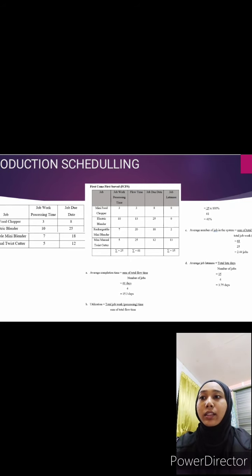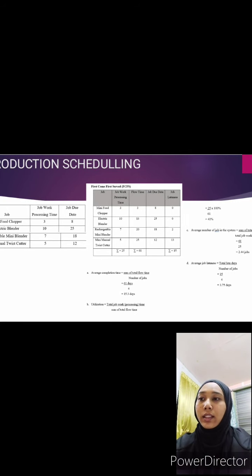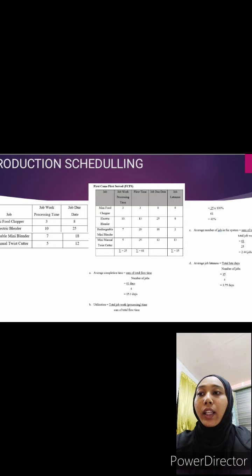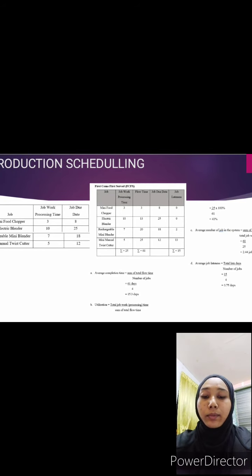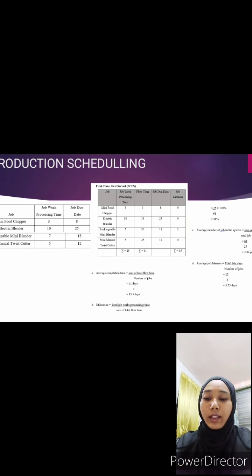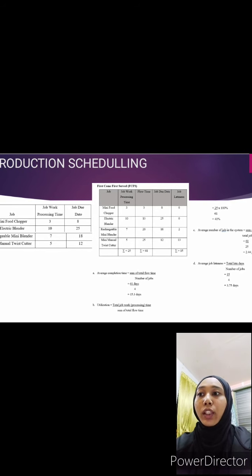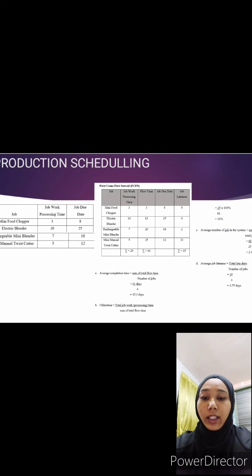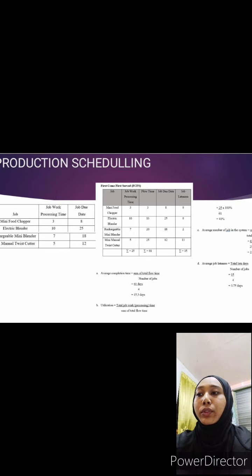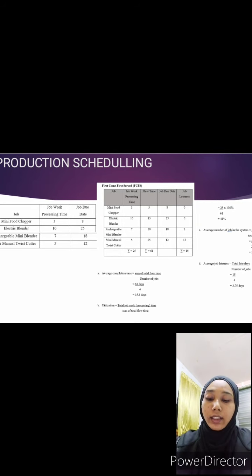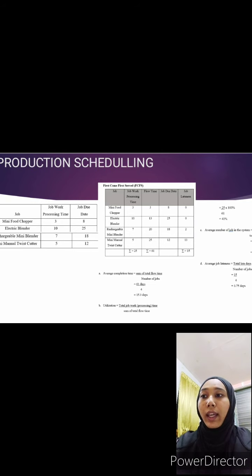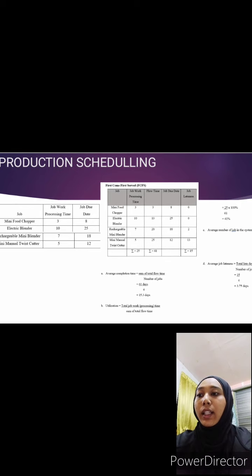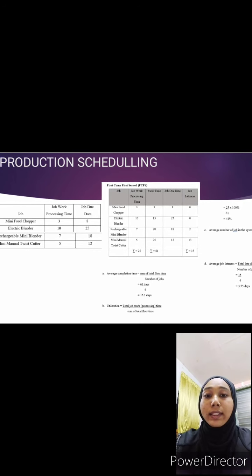So for flow time, for mini food chopper we get 3 from the job work processing time, and then for electric blender flow time we get 13, which is we just take the above value from mini food chopper flow time 3, and we just add 10 from job work processing time for electric blender, and then we get 13. Also rechargeable mini blender 13, we just plus 7 and then we get 20. So it's the same with mini manual twist cutter.